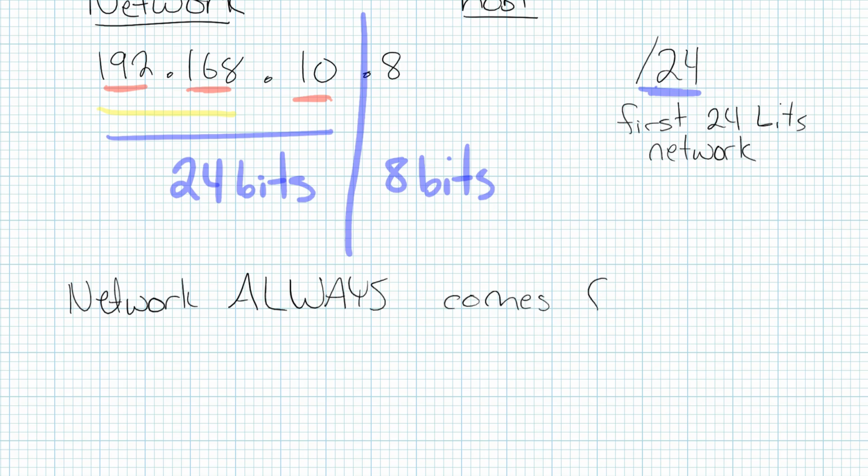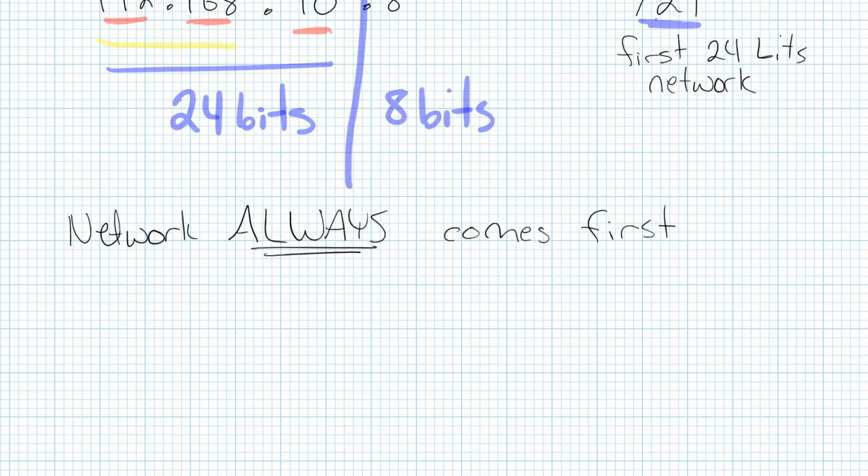Taking the time to write this out because it's very important that you remember that the first portion of the address is the network and the last portion is the host. Now, it's not always 24 bits are network and 8 bits are host. It can be lots of different combinations.